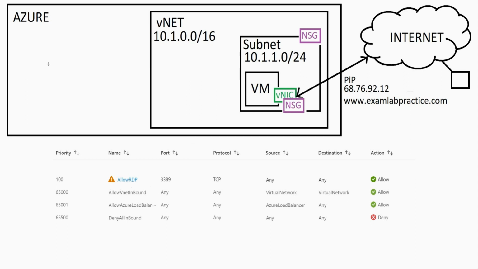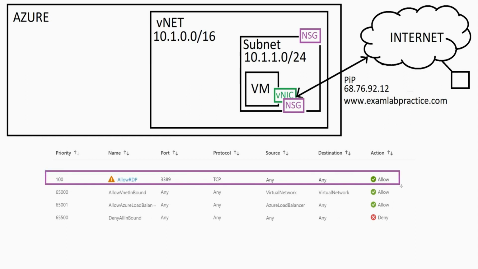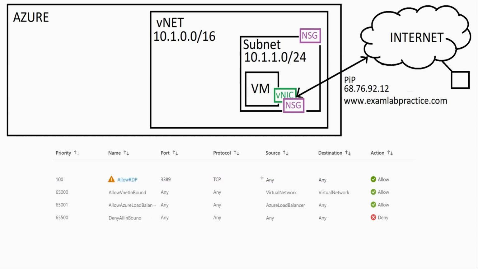All right. Now, to understand effective rules, it's important to understand these priorities. You'll notice that the lower the number, the higher the priority. So these other rules that we've got here have lower priority than this first rule. And the way that the rules work is the first rule that applies to you is the one you get. It does not go any further than that.